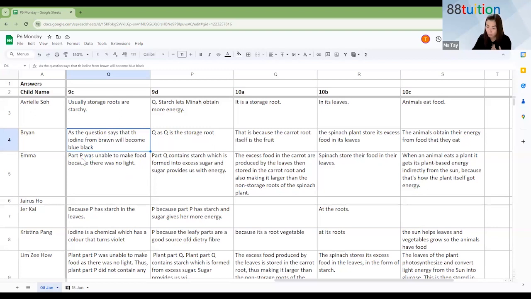Emma, they want you to select the part that Mina should eat to obtain more energy, then explain your answer. So after you choose, you explain. Instead of telling me part Q gives more energy because it has a lot of starch, now you're telling me part P, I'm able to make food because there was no light.